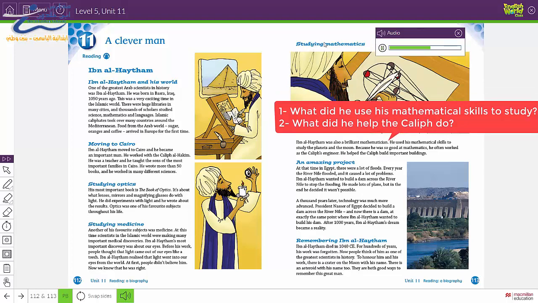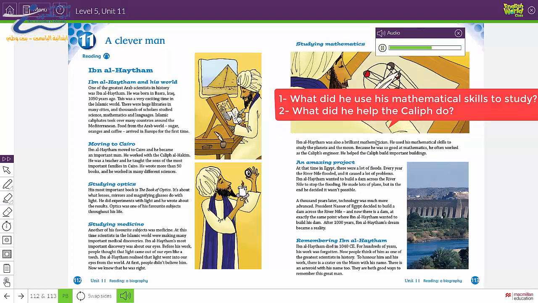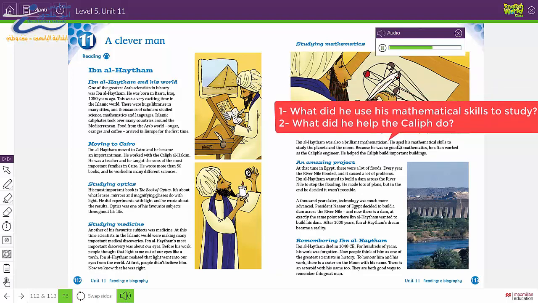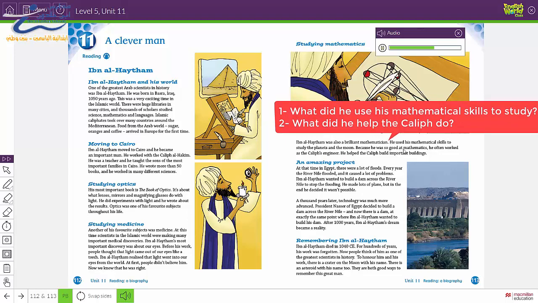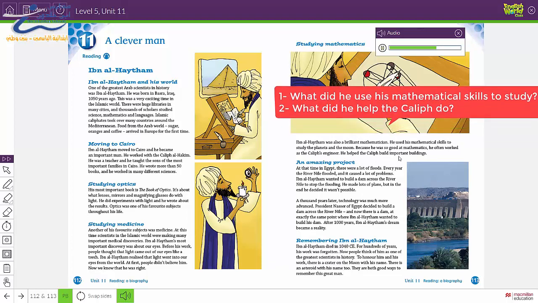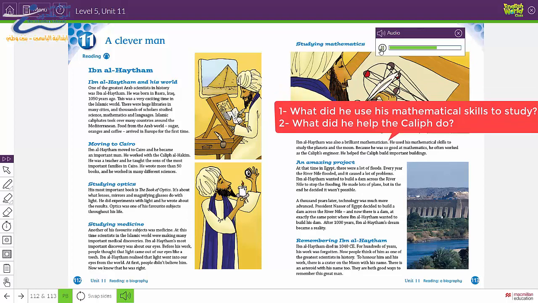Studying mathematics. Ibn al-Haytham was also a brilliant mathematician. He used his mathematical skills to study the planets and the moon. Because he was so good at mathematics, he often worked as the caliph's engineer. He helped the caliph build important buildings.